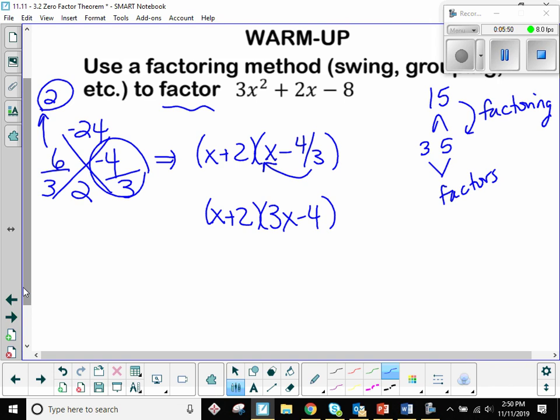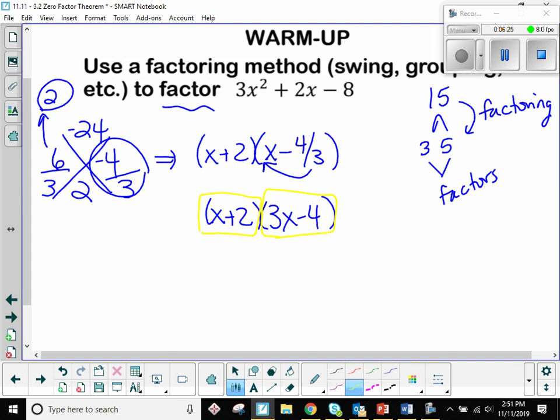x is not a factor. 2 is not a factor. Because what are those two things in relation to each other? What's that operation right there? What's between the x and the 2? Addition, right? So those aren't factors because they're not being multiplied. 3x is not a factor. -4 is not a factor. These are the factors. This entire group is one factor, the x plus 2 taken all together. And this group is a second factor, because x plus 2 times 3x minus 4, that's where the multiplication is, okay?